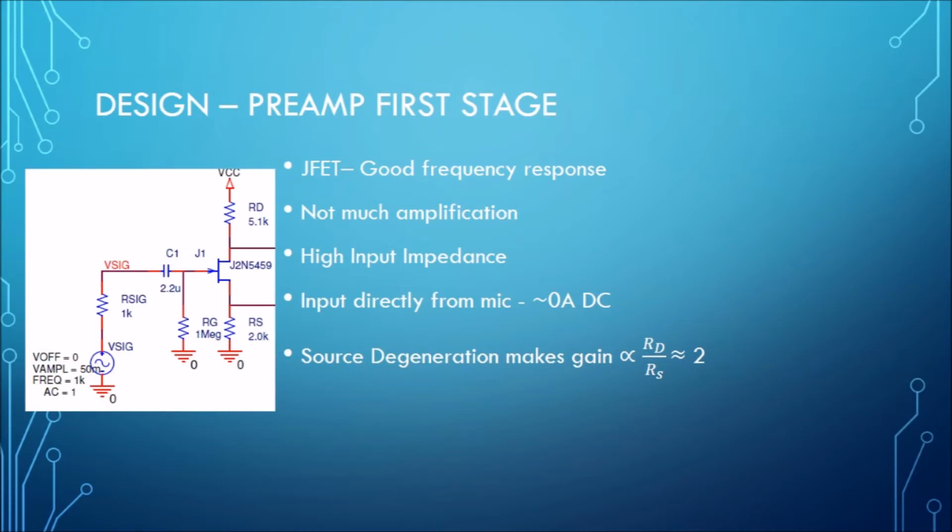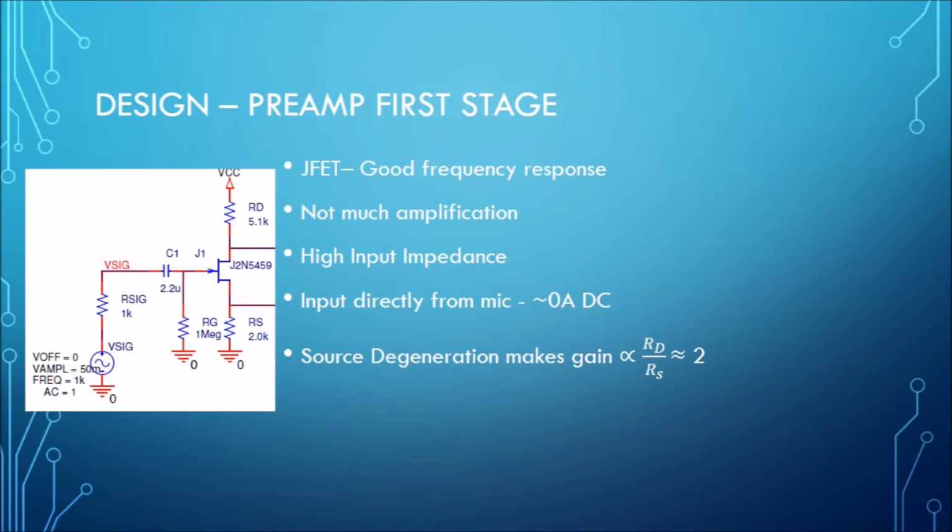A little bit about the configuration we used. We threw in a source degeneration resistor in order to remove the dependence of the JFET's gain on the actual device's transconductance. And this is good because the individual devices can vary widely in their parameters, like the pinch-off voltage, for example. And finally, we selected the output impedance as 5.1 kilo ohms.